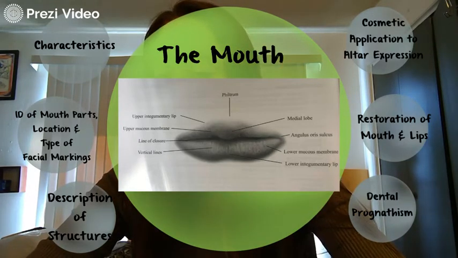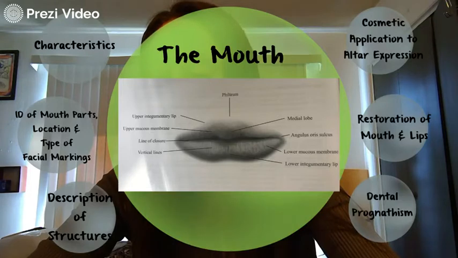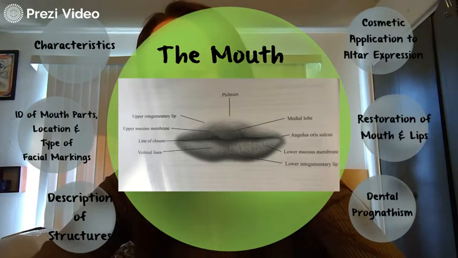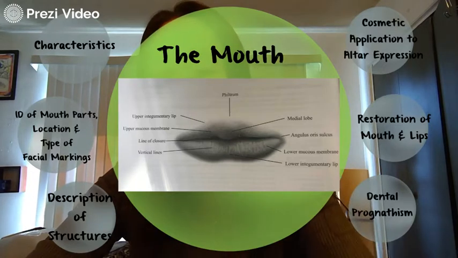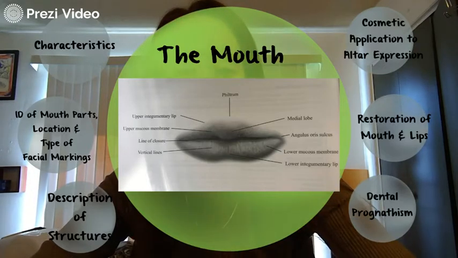And then we have the angulus oris sulcus, which is the groove at the end of the line of closure, right at the corners of the mouth. The vertical lines of the mucous membranes are those fine lines that you can see in this photo here. The fine lines on the bottom lip, and they're on the top lip most of the time as well. And then lastly, we have the labial sulcus, which is the vertical furrows on the lip extending from within the mucous membranes to the integumentary lip. This is an acquired facial marking due to age.